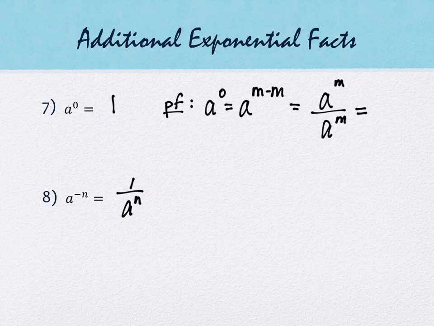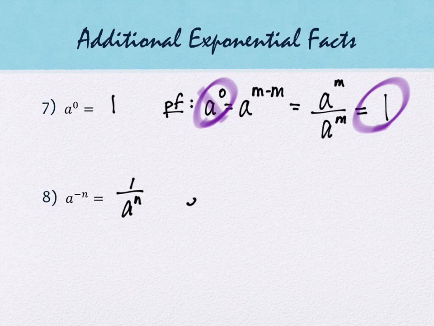A to the m over a to the m is also 1. And you can see, so this is a series of equal statements, that a to the 0 over here is then equal to 1 because each step was equal to the next one. And again, you can use numbers if you'd like.